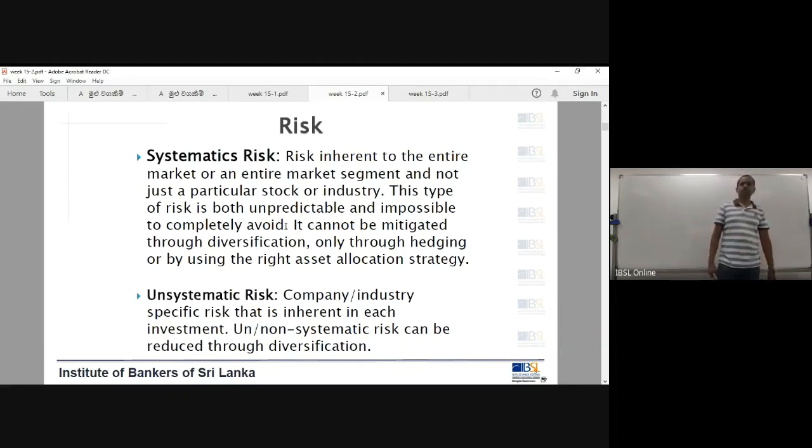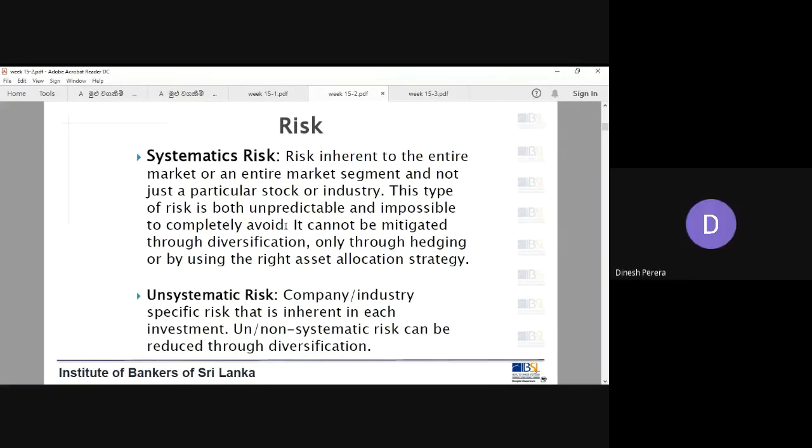Only through hedging or by using the right asset allocation strategy. So what you should have done is purchase an option, maybe a put option to sell shares if they fall. So you can hedge, but you can't diversify. Or during a crisis such as this, you should have invested maybe in an asset like gold, which appreciates in value during a crisis. Right, so your 5% allocation for gold should have been increased to 10-15%. That is the only way to minimize systematic risk.